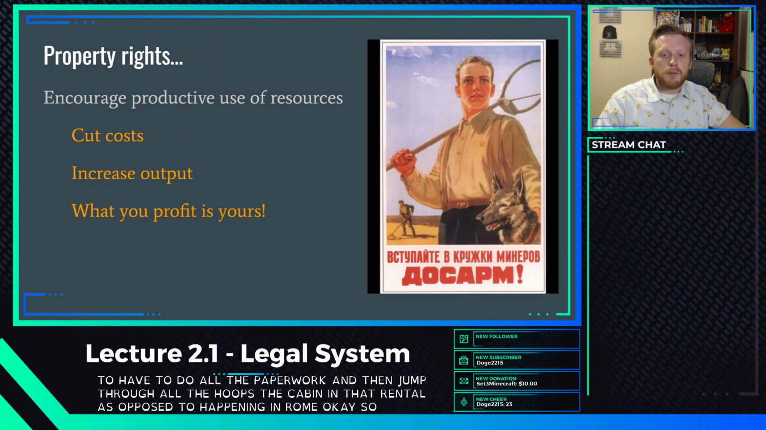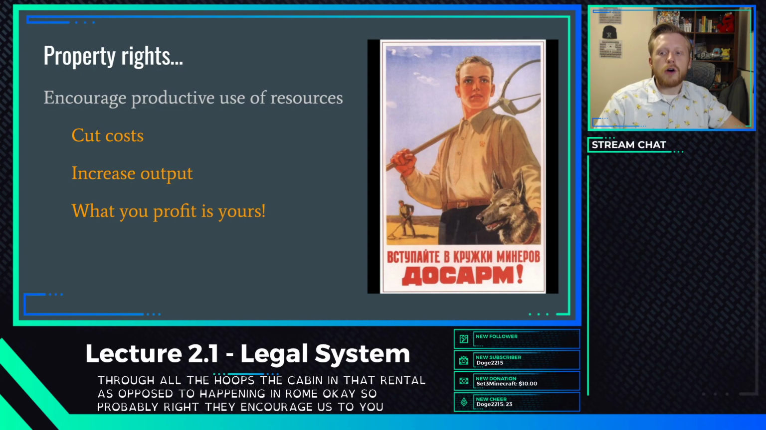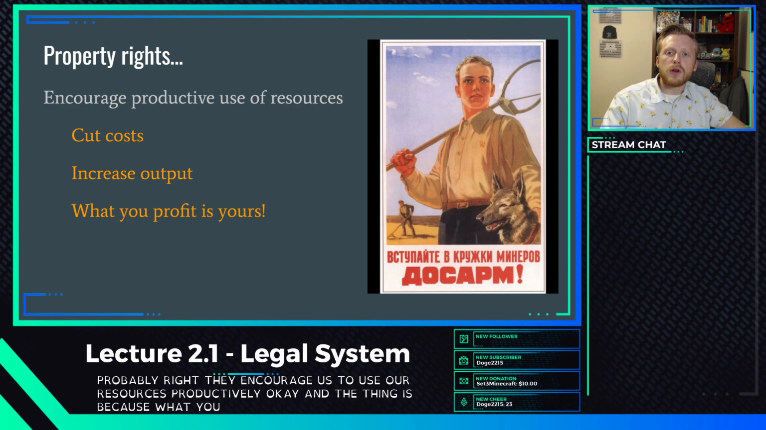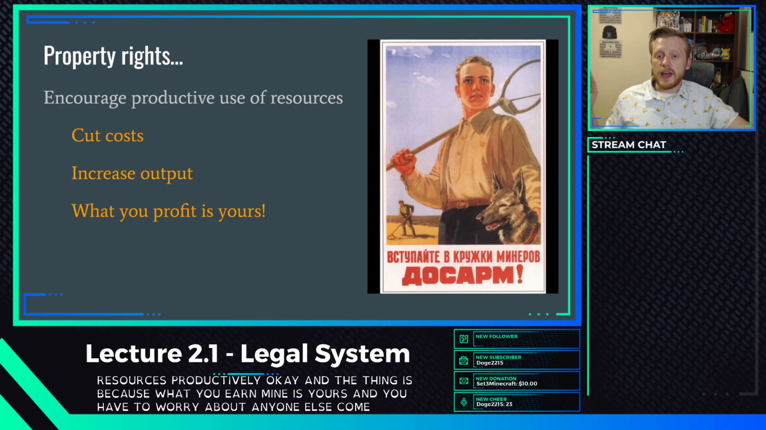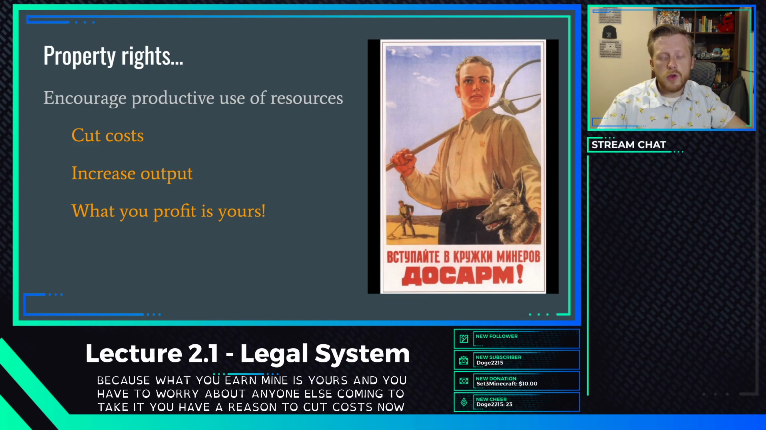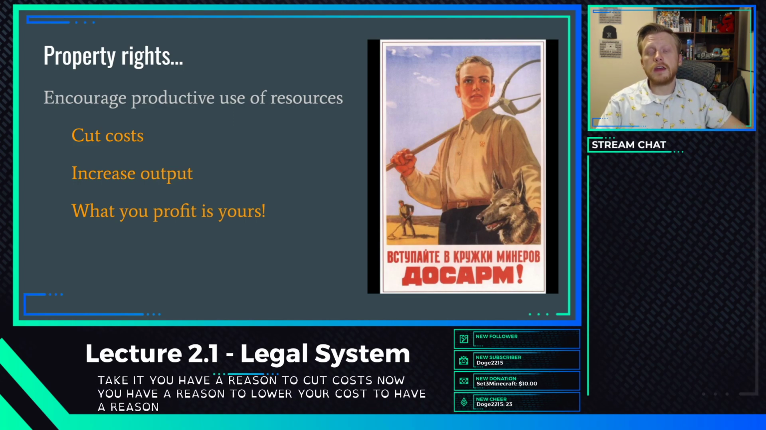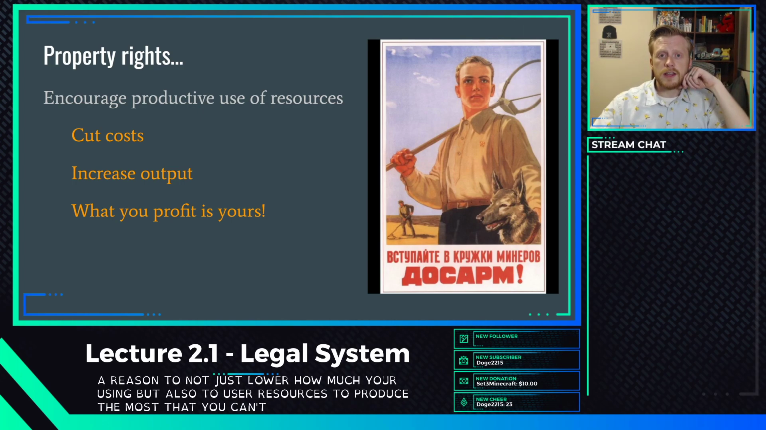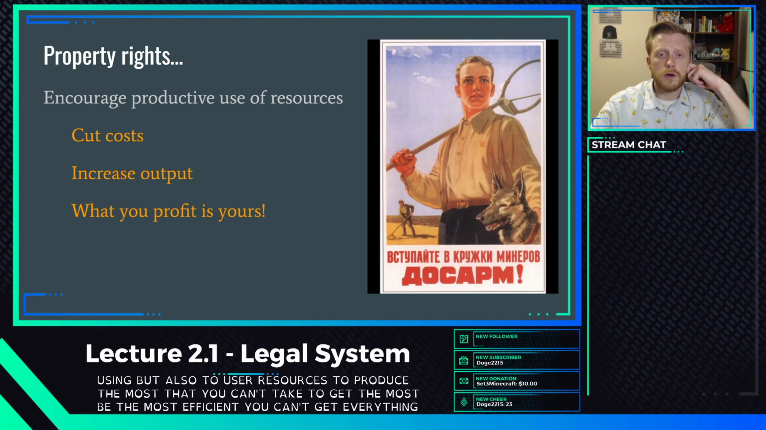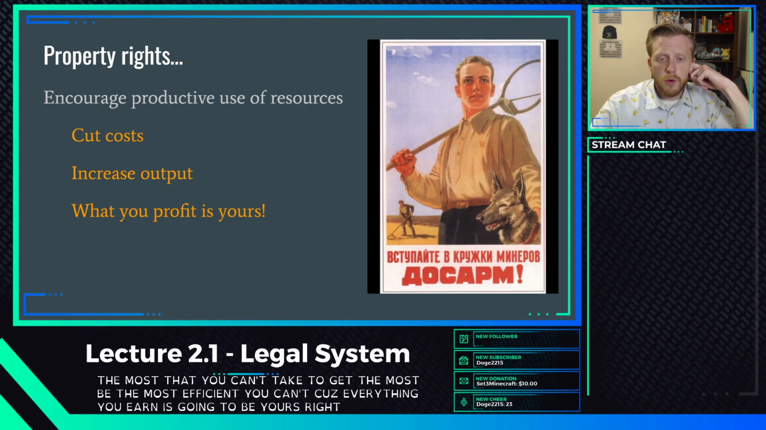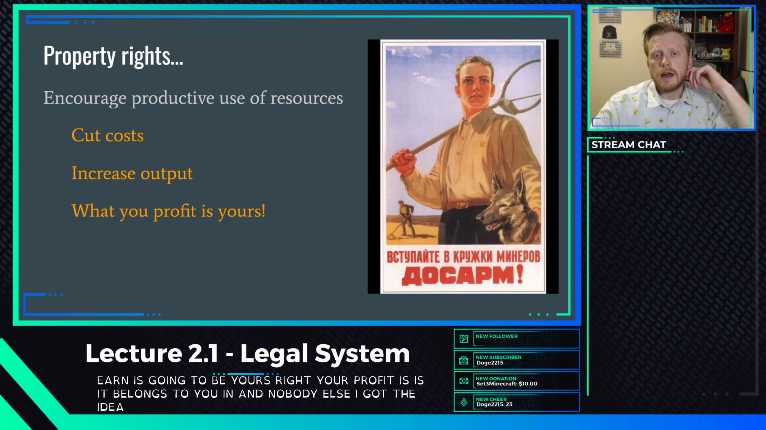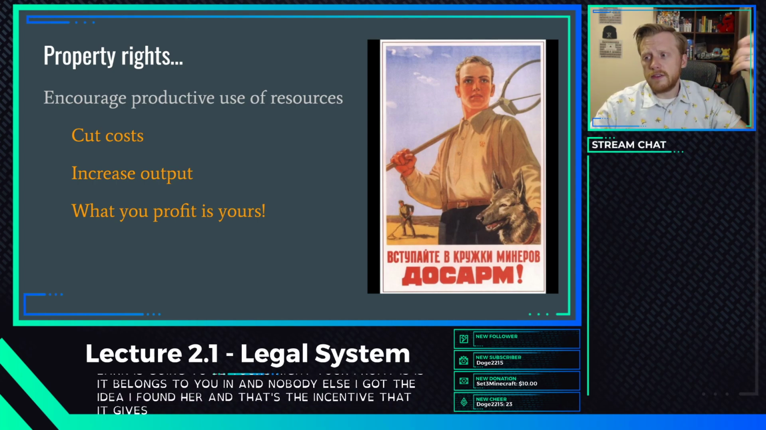Okay. So property rights, they encourage us to use our resources productively. Because what you earn is yours and you don't have to worry about anyone else coming to take it, you have a reason to lower your costs. You have a reason to not just lower how much you're using, but also to use your resources to produce the most that you can, to be the most efficient that you can, because everything that you earn is going to be yours, right? Your profit belongs to you and nobody else. That's the idea of property rights, and that's the incentive that it gives you. You can see how it enables you to produce more.